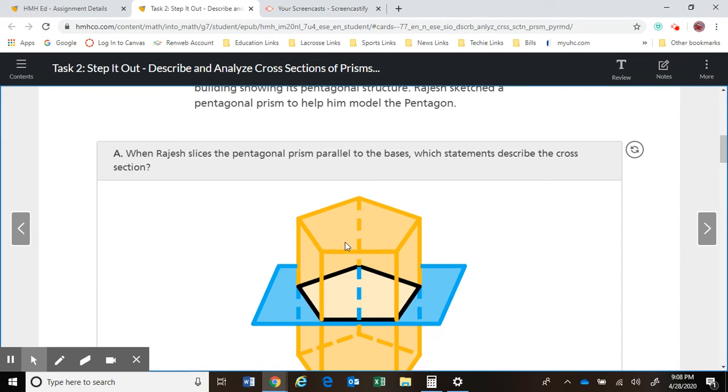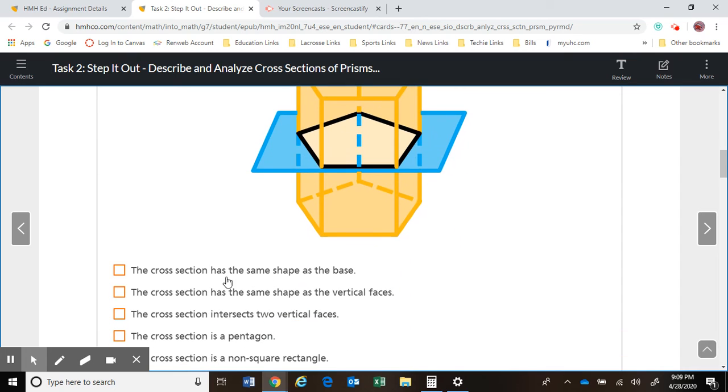And you can see this. When Rajesh slices the pentagonal prism parallel to the bases, which statement describes the cross section? So we went left to right again. What is this shape right here? Exactly, it's the same shape as the base, right? It went right through. When we go parallel to the base, it's going to create the same shape.